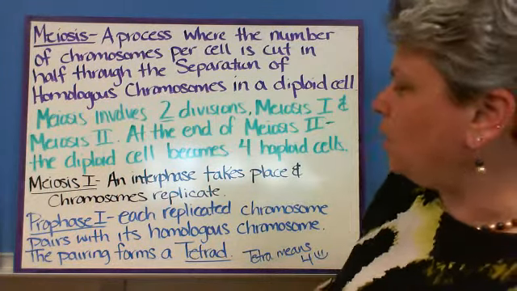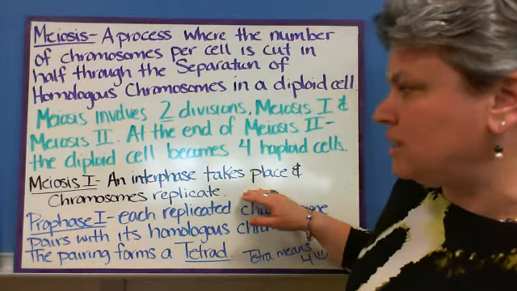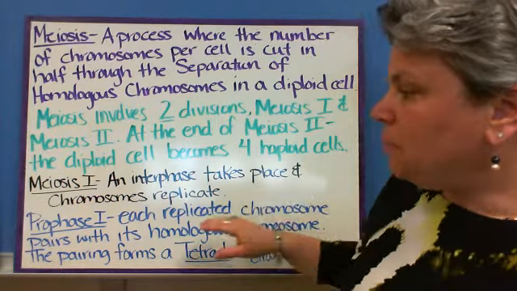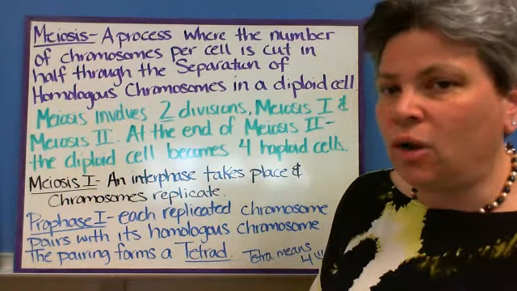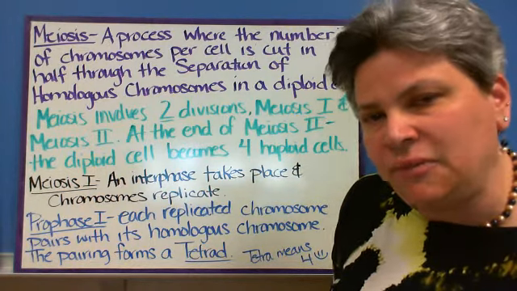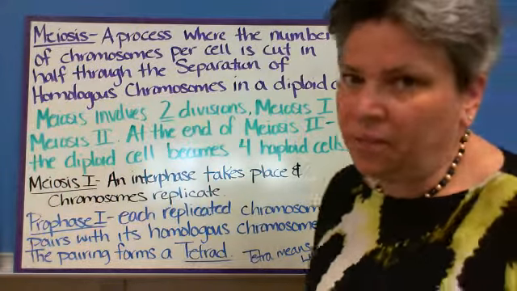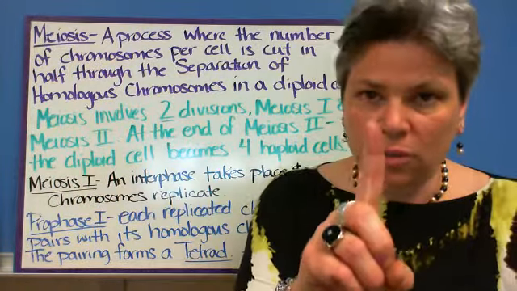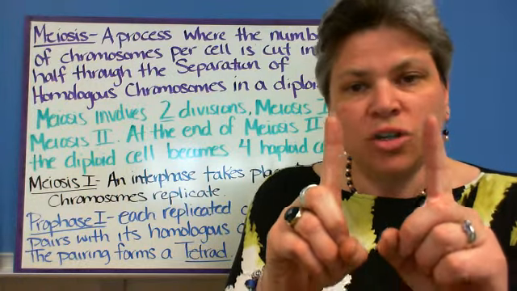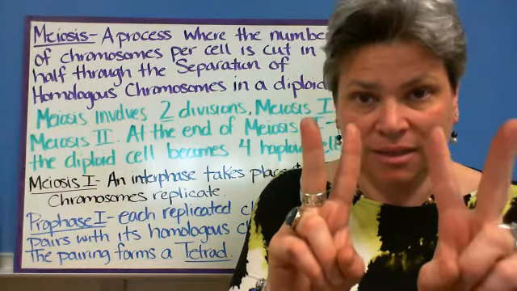In meiosis 1, there is an interphase, and what took place during interphase? During interphase, the chromosomes replicate. Prophase 1. Well, we know that the nuclear membrane is going to disappear. That stays the same, but there's something different that happens now. Each replicated chromosome, so think about that. You started off with 1 chromosome from mom, and you have 1 chromosome from dad. During meiosis 1, those chromosomes are going to replicate.